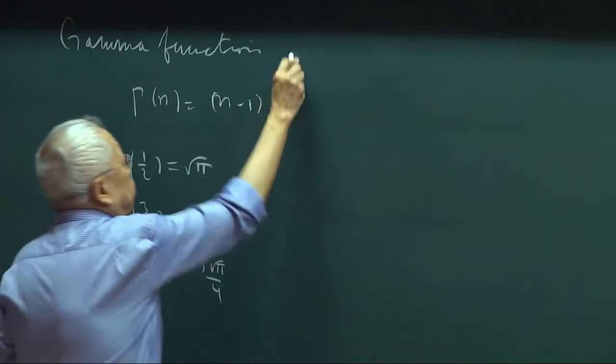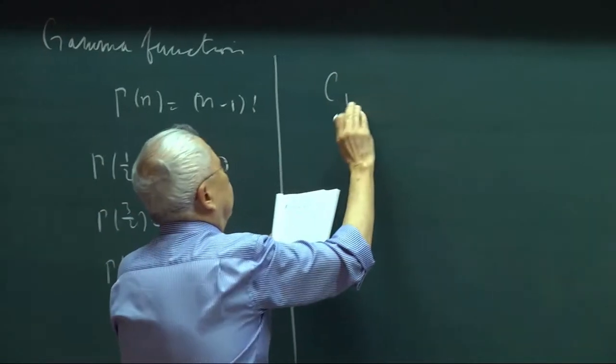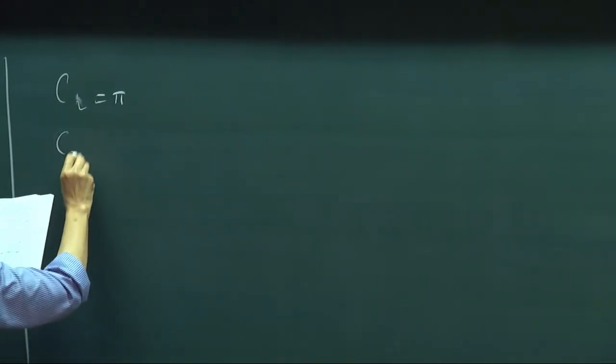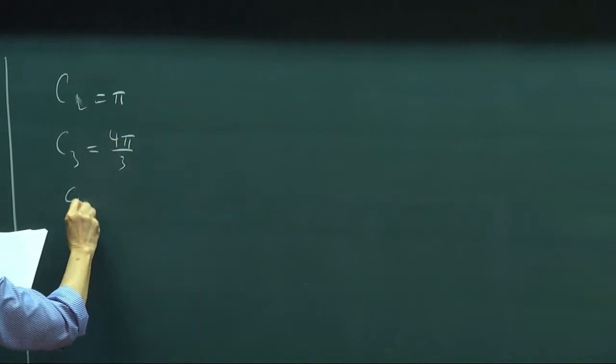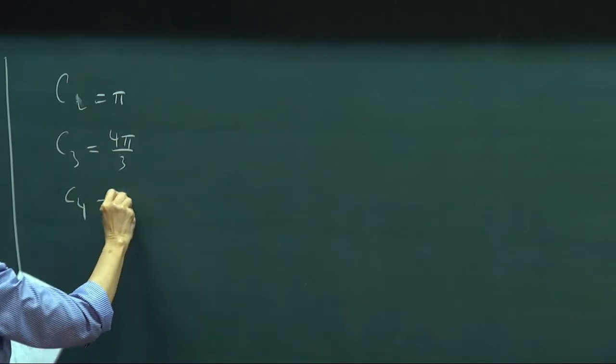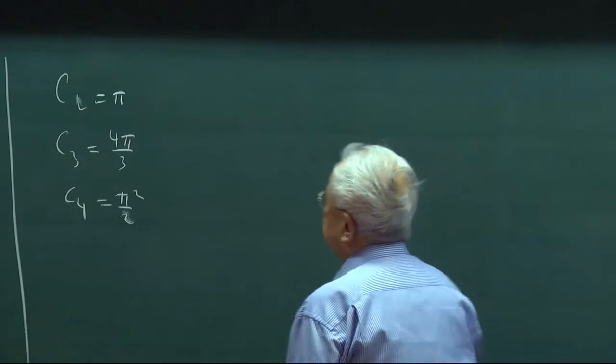Using this, you can verify that C2 is pi, so this is pi r squared, which is the area of a circle. C3 is just equal to 4 pi over 3. And in 4 dimensions, you get pi squared over 2. So a sphere in 4 dimensions has a volume of pi squared over 2 times the radius to the 4th power. So this is just mathematics.